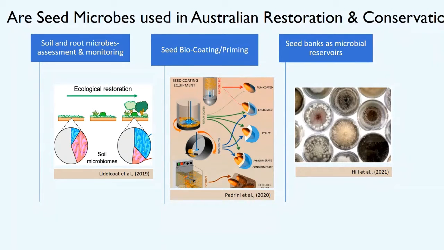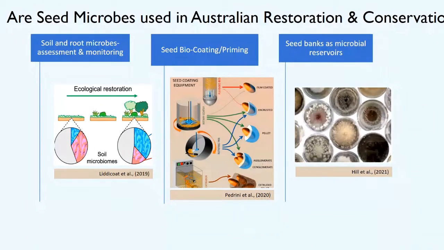Increasingly, microbial diversity is being incorporated into restoration, but here the focus is the monitoring of soil and root microbiomes. Seed biopriming techniques commonly used in agriculture are being investigated within Australia for restoration applications, but often soil microbes, not those from seed, are used. And there is work on seed banks as reservoirs of seed microbial diversity. And here there's a focus on wild crop relatives' microbiomes, but this work is not based within Australia.